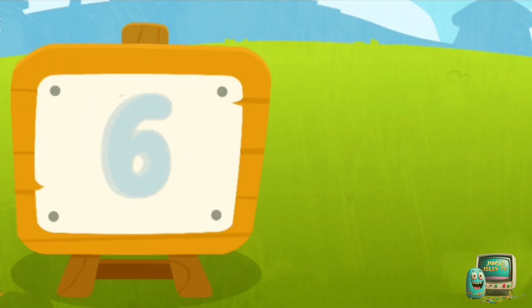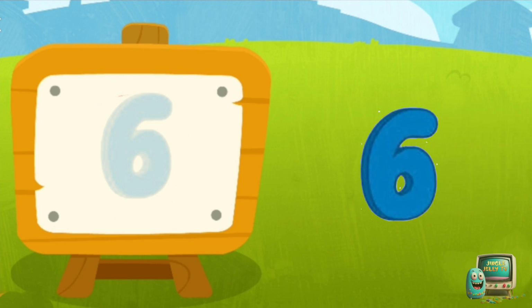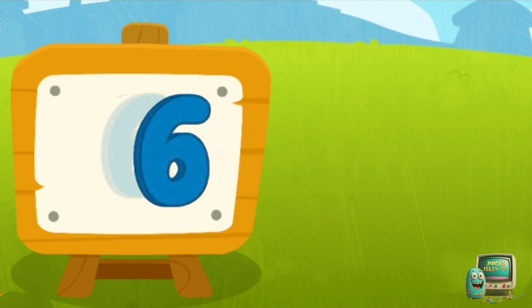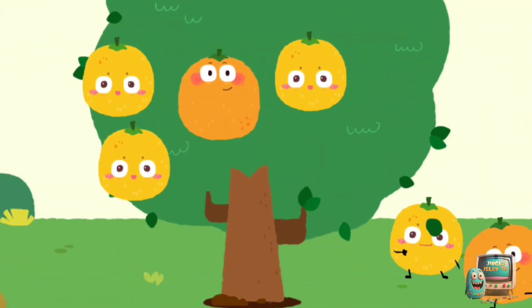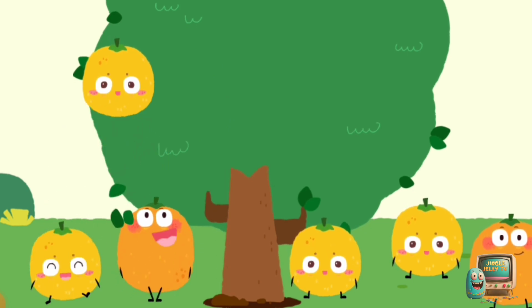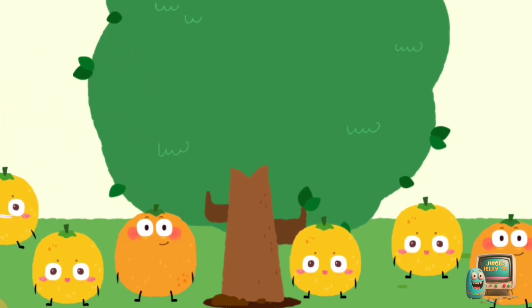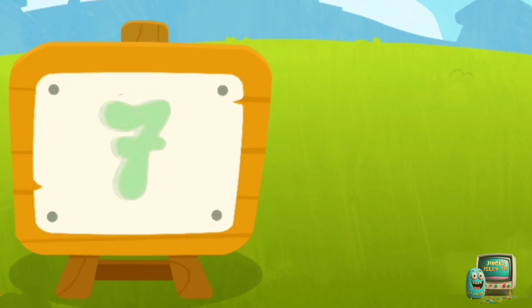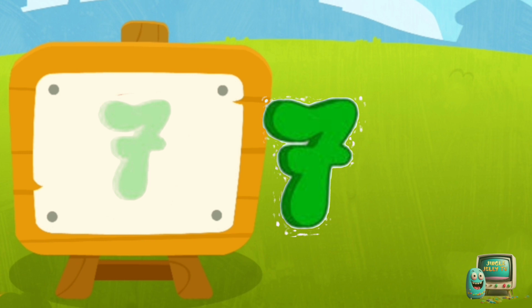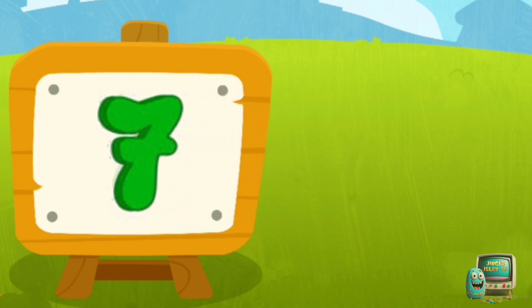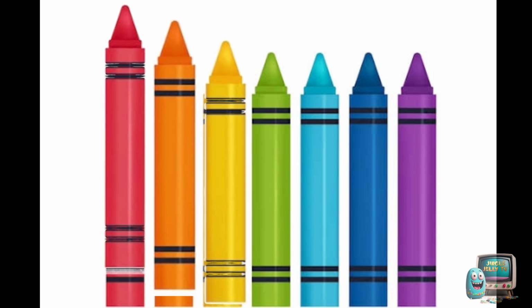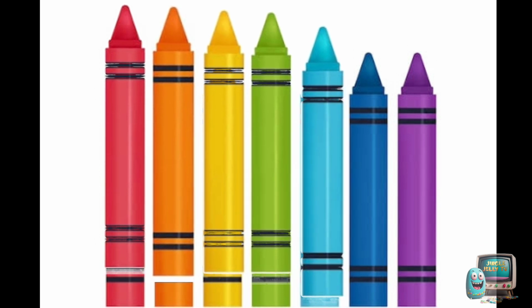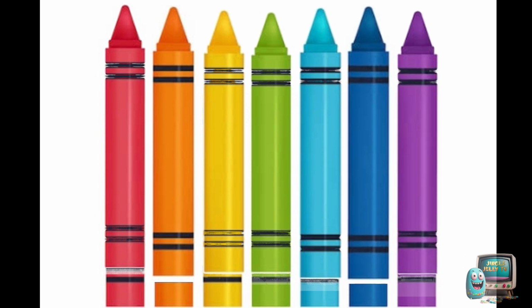Which number can you find out in the whiteboard? Yes, it is the number 6. 1, 2, 3, 4, 5 and 6. This is number 7. Let's attach the number 7 on the board. Count the crayons. 1, 2, 3, 4, 5, 6 and 7.